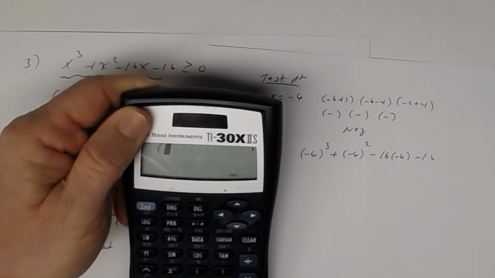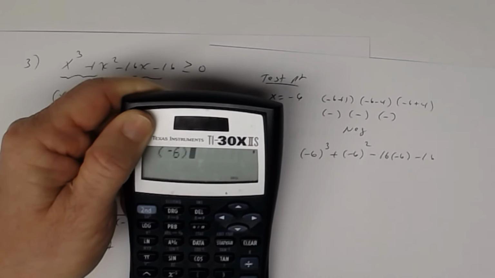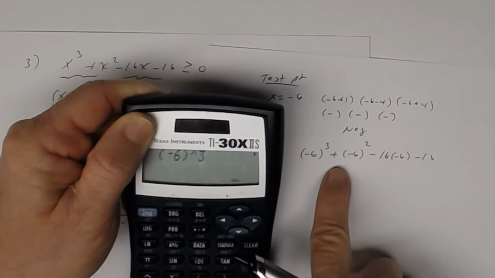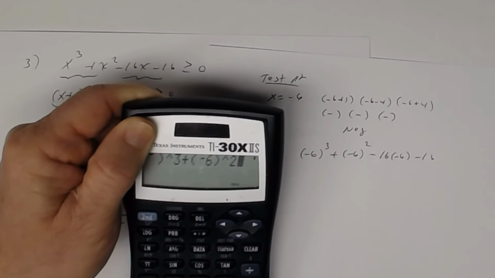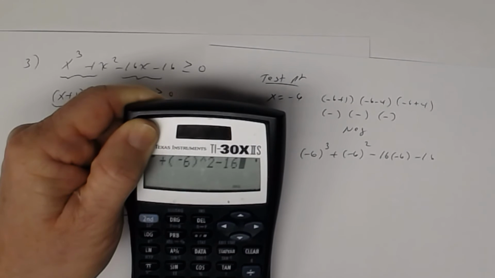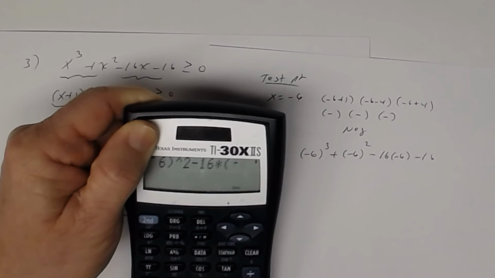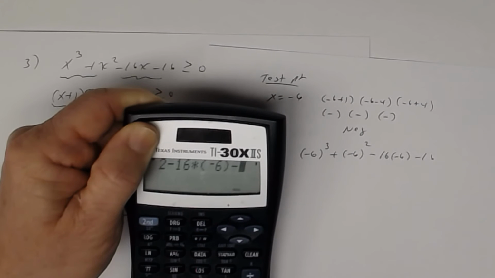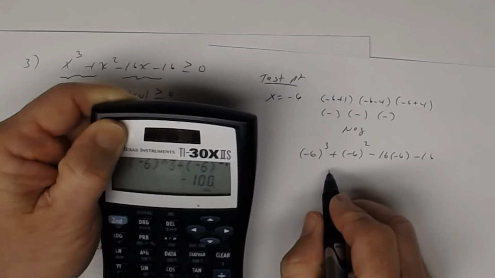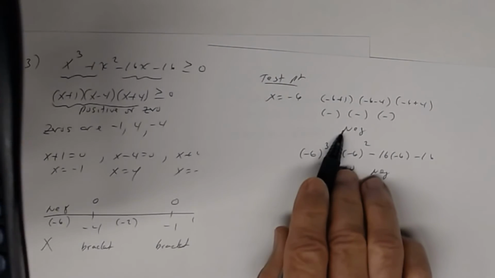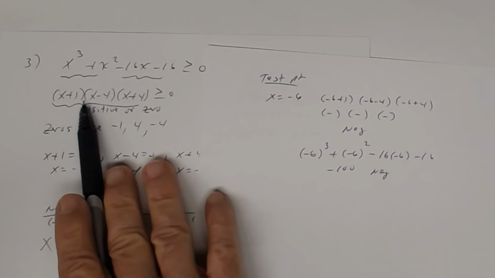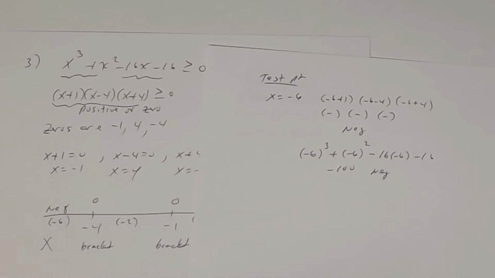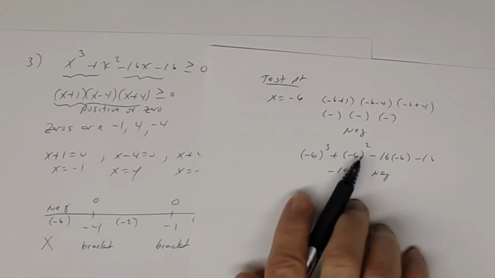(-6) cubed plus (-6) squared minus 16 times (-6) minus 16 equals -100. So that's negative. It is quicker if you use the factored part, but you have to make sure that you factored it correctly, right? Okay, so that's what you've had to do. You would need to use your calculator with this part here.